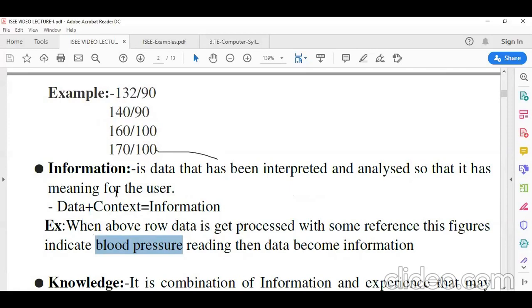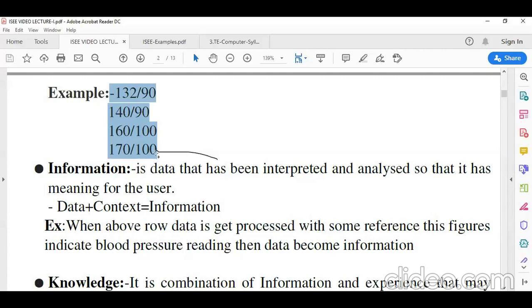Yes. And after applying this context to this raw data, we come to know that the raw data is processed with some reference, and these figures now indicate blood pressure readings. When you attach some reference to this raw form of data, this raw data becomes the information. Now we have the information: there is an XYZ person whose blood pressure levels are like this. Understood what information we are having? Now you must have understood how the data has become the information.